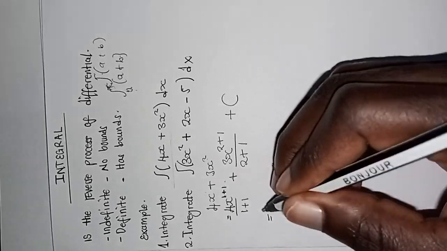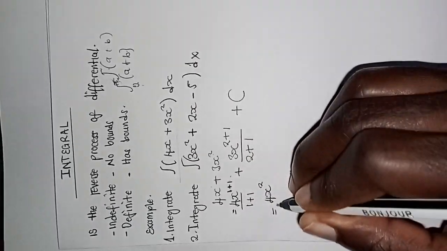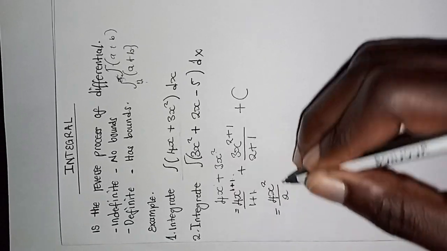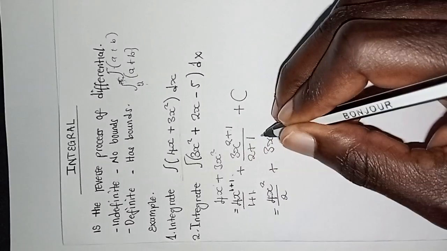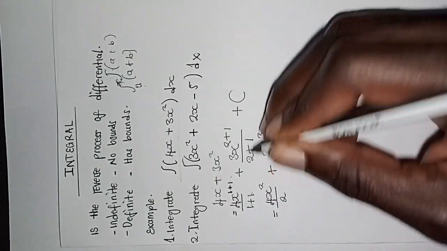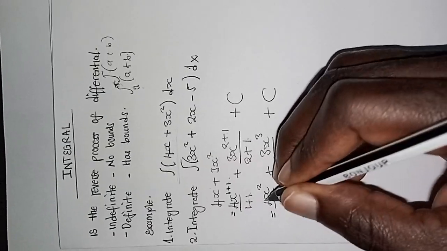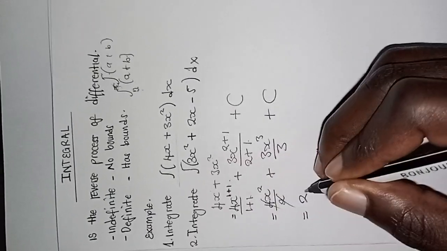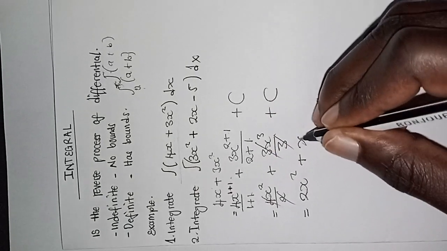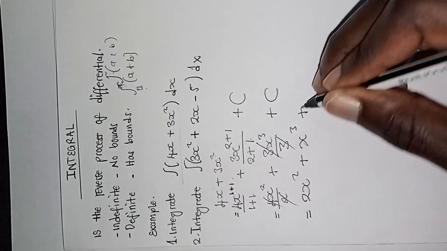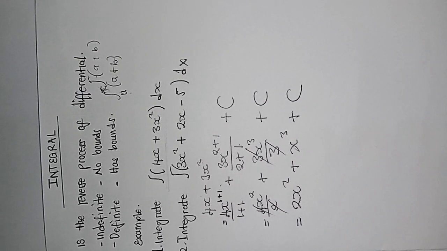So this will be 4x, 1 plus 1 to give us a 2, over 1 plus 1, which is a 2, plus 3x, 2 plus 1 which is a 3, over 2 plus 1 which is a 3, plus c. Okay, this will be 2 into 4, 2 times, then we have x squared, plus 3 into 3, 1 time. We're just remaining with x cubed, plus c. This is how we solve integral calculus.